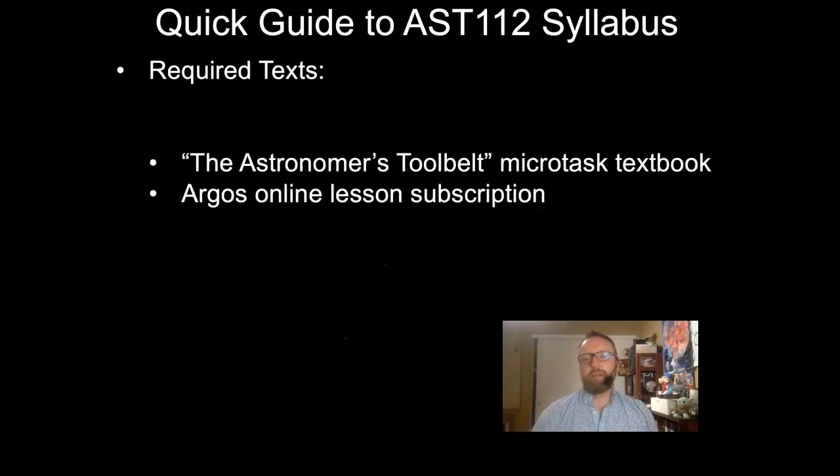All right. There are two required texts for the class. One is the Astronomer's Tool Belt, which is a book of tutorials, lessons, activities. We're calling them microtasks because they are tutorials. They're activities, but they're short. So microtasks. I don't know, that's the name we've come up with.